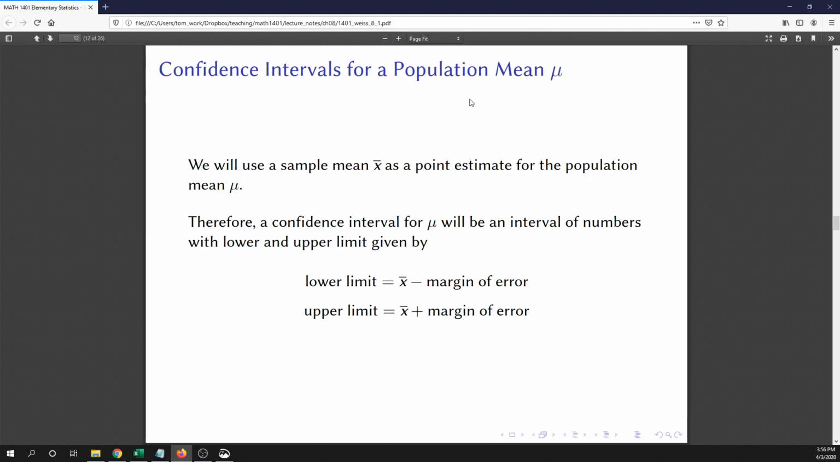So for the confidence interval for a population mean mu, again, we're going to use the sample mean as a point estimate for the population mean. And so our confidence intervals are going to look like this. The lower limit is going to be x bar, the sample mean, minus the margin of error. The upper limit is going to be x bar, the sample mean, plus the margin of error. So this is that information from before applied specifically to population means and estimating the population mean with the sample mean.